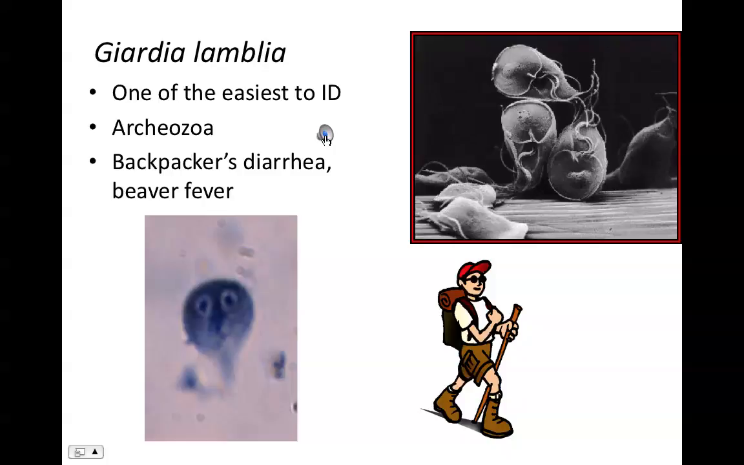There are various names for the intestinal upset that Giardia lamblia can cause. It is one of the easiest to identify in a stool specimen because of its distinctive shape. It is an archaeozoa. It grows under anaerobic conditions and does not have any intracellular mitochondria or intracellular bacteria functioning like mitochondria. Names for the condition that it can cause are backpacker's diarrhea and beaver fever.